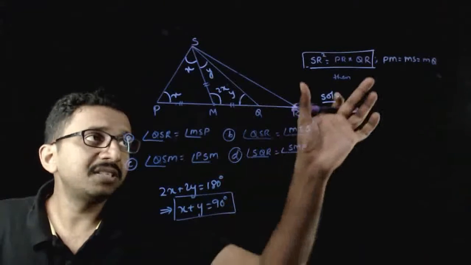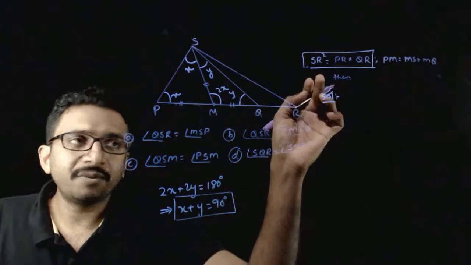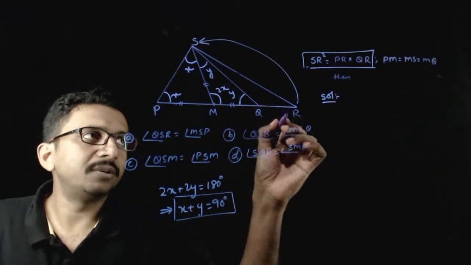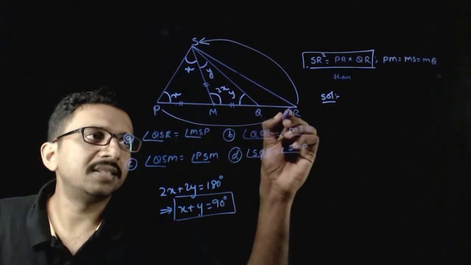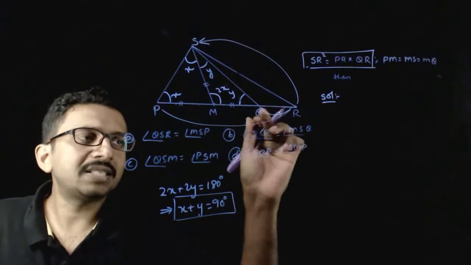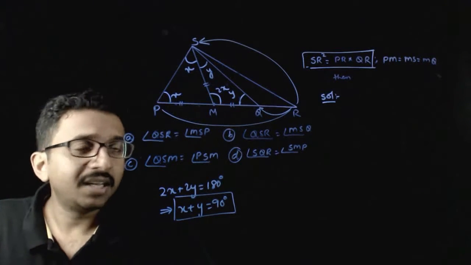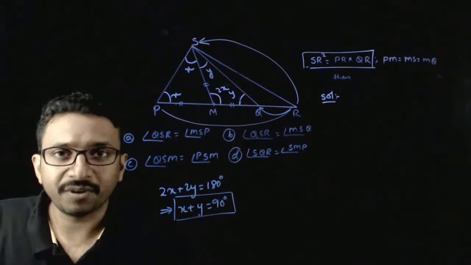The next information is a very critical information. What this information is saying is RS square, this length square, is equal to PR, this length, into QR, this length. So this length into this length is equal to this length square. Does this relation look familiar?